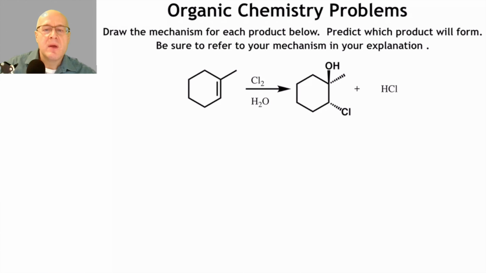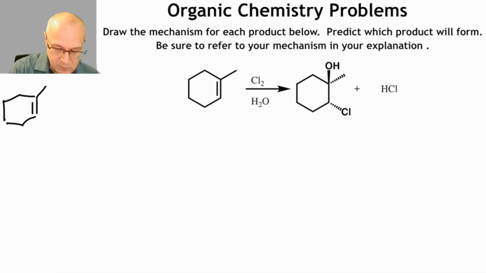Let's get into it. So now we have a pi bond. So let's just see here. Pi bonds are pretty reactive, and so is chlorine. So let's start there, right? So we have and some chlorine.